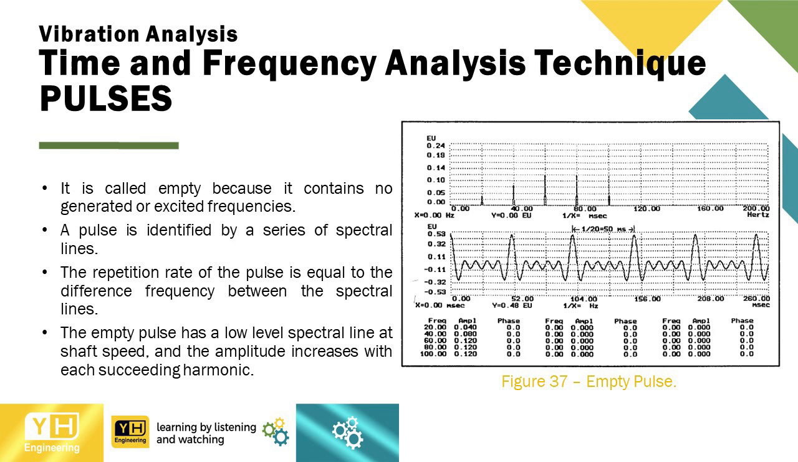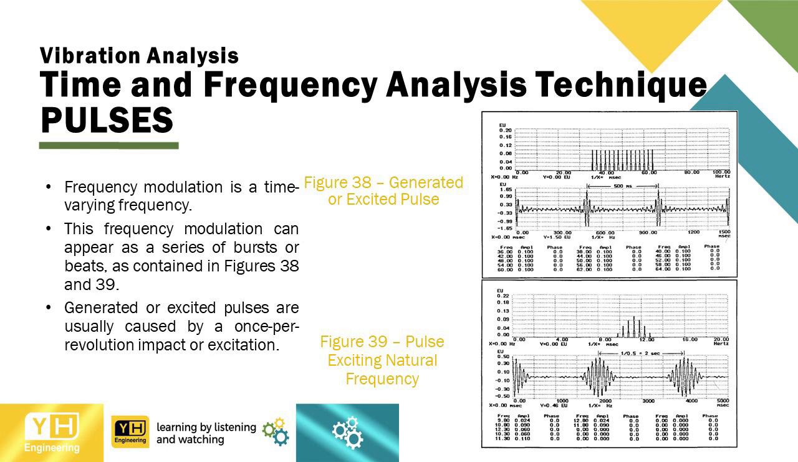A pulse is identified by a series of spectral lines. The repetition rate of the pulse is equal to the difference frequency between the spectral lines. The empty pulse has a low-level spectral line at shaft speed, and the amplitude increases with each succeeding harmonic. Frequency modulation is a time-varying frequency. This frequency modulation can appear as a series of bursts or beats, as contained in figures 38 and 39. Generated or excited pulses are usually caused by a once-per-revolution impact or excitation.